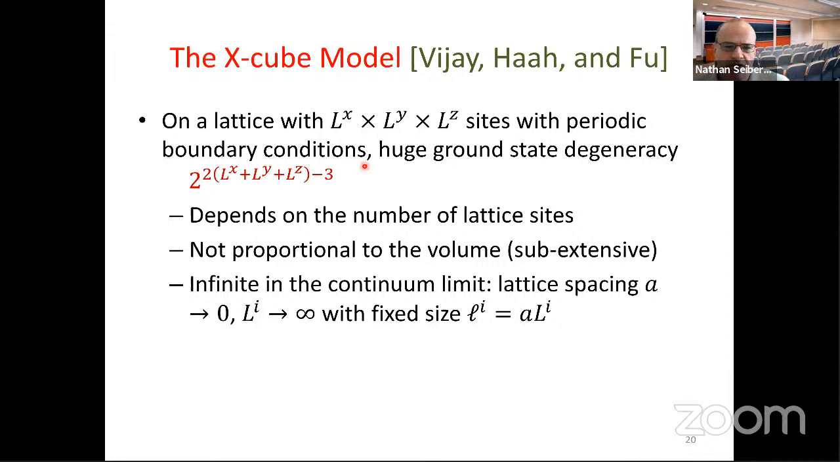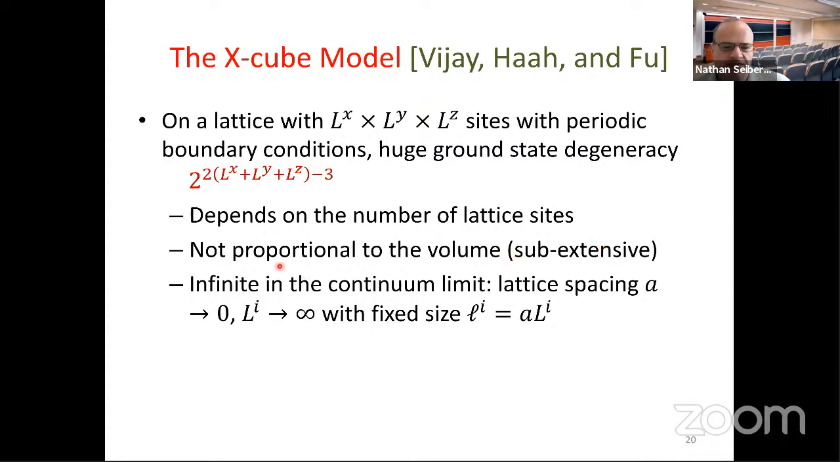Also, the exponent here, which can be thought of as the entropy of the system, is not extensive. It's not proportional to the volume. It's proportional to the length. It's sub-extensive. Normally, the number here in the exponent, the entropy, is a number. This is the entropy at zero temperature. Here, it is a sub-extensive quantity.